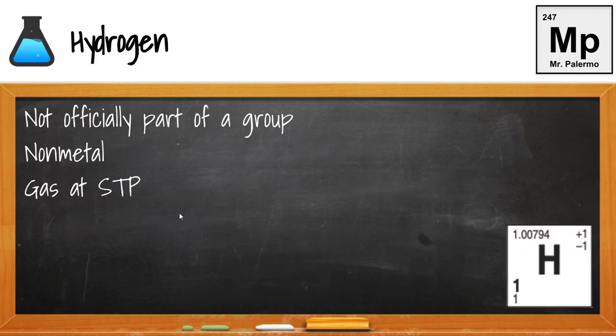And then hydrogen is not officially part of any group. It is a nonmetal and is a gas at STP, and that's why it is pulled off the periodic table and is not attached to group 1.